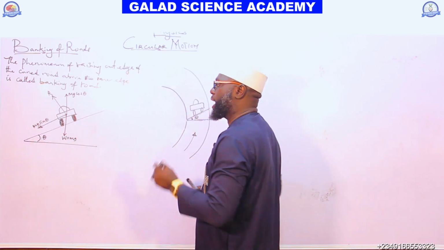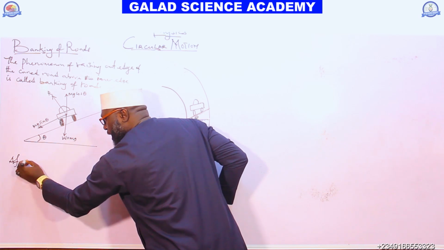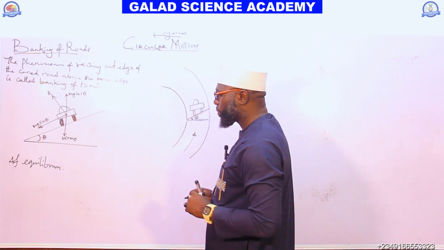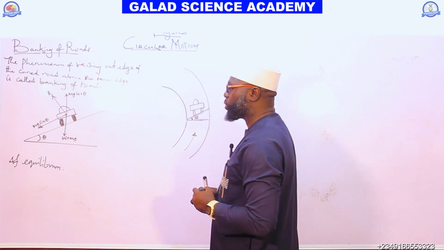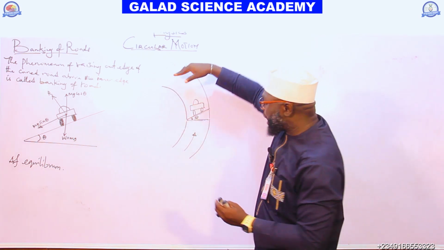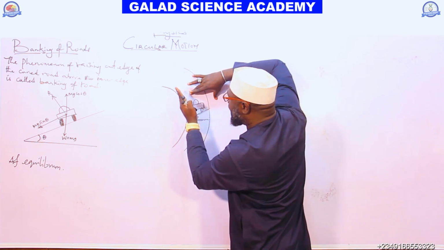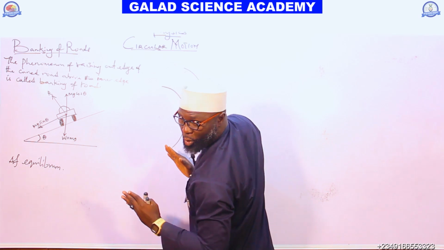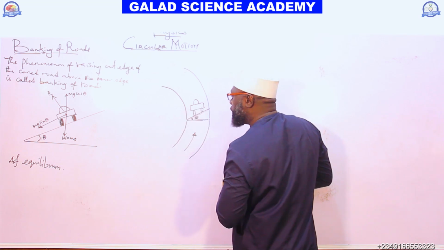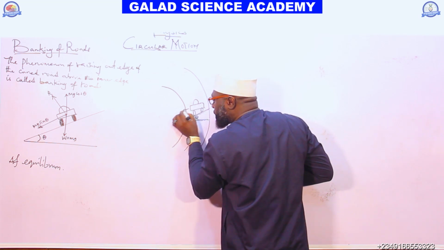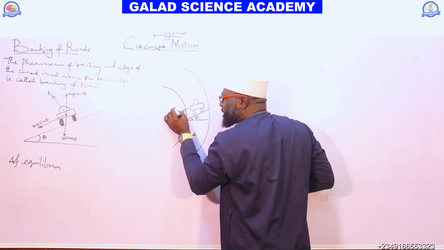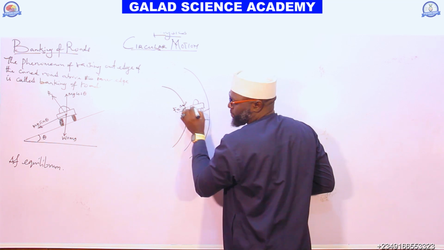This is it now. And when you now say at equilibrium, you will observe this is a car that is moving along the circular track. When a car is moving along a circular track, the car must bend towards the center of the circle or center of the track. So the force that makes the car bend toward the center of the circle is centripetal force.